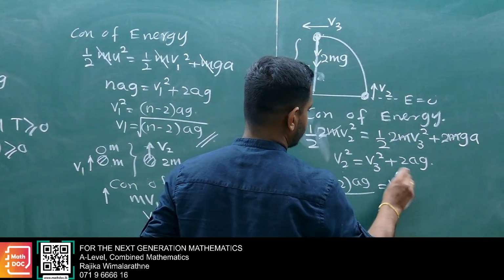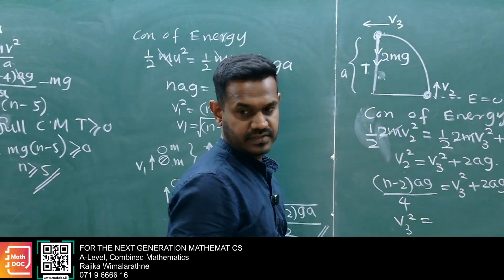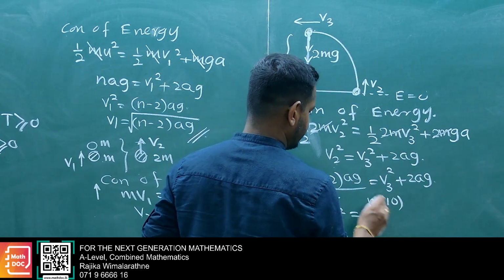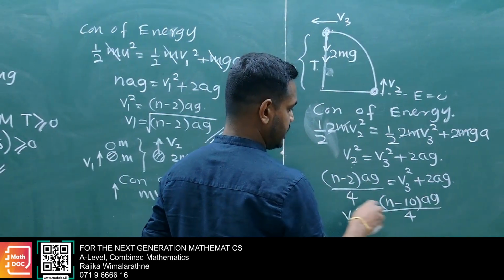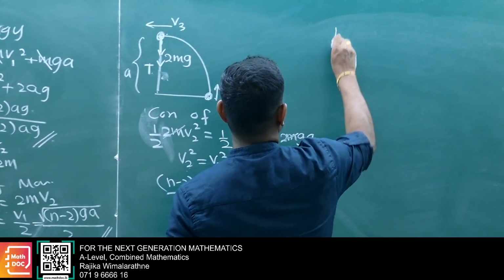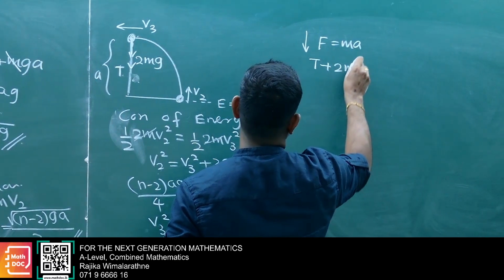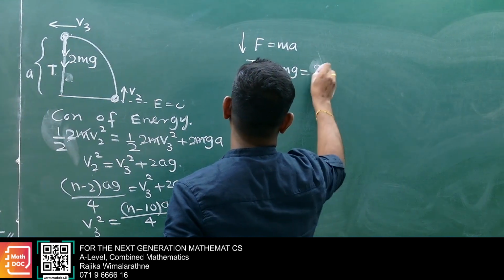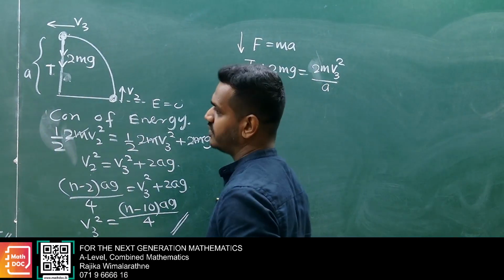Here v3 square, 2ag. Now find v3 square. Then v3 square equals n minus 10 ag divided by 4. Here 8 minus 2, 10 minus 10, here v3 square. Now use downward F equals ma: T plus 2mg. Now radial acceleration is v square divided by r. Then 2m v3 square divided by r, the mean radius a. Do up to that.